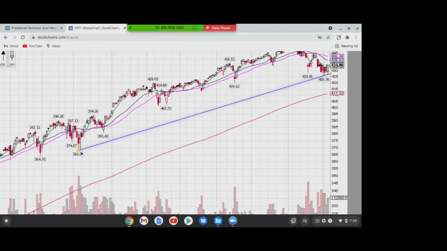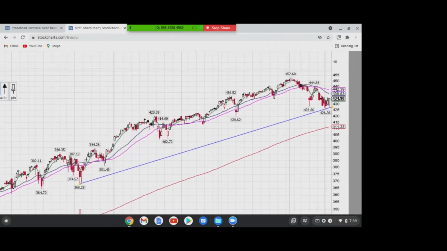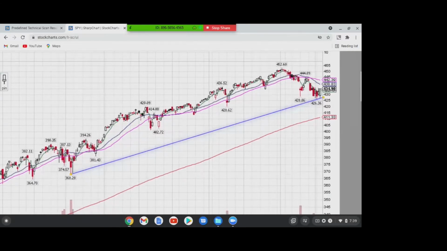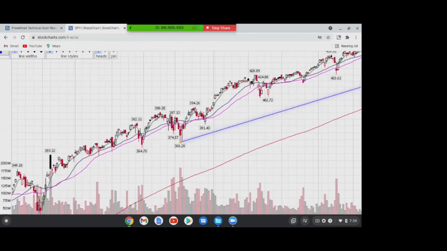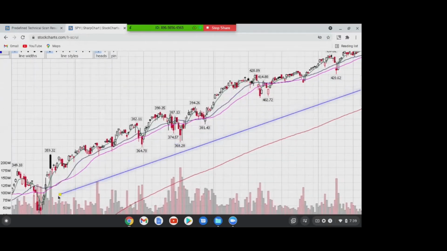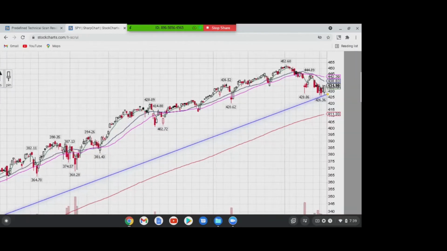And every time price touches this trend line, it bounces, right? We can see that. So it's on an uptrend on a long-term basis. We're looking at a year chart. We can take this line all the way back here. So over the long term, the S&P 500 is on the uptrend, right?